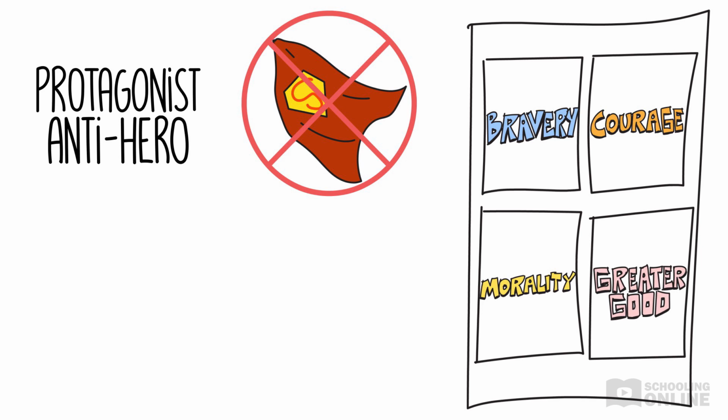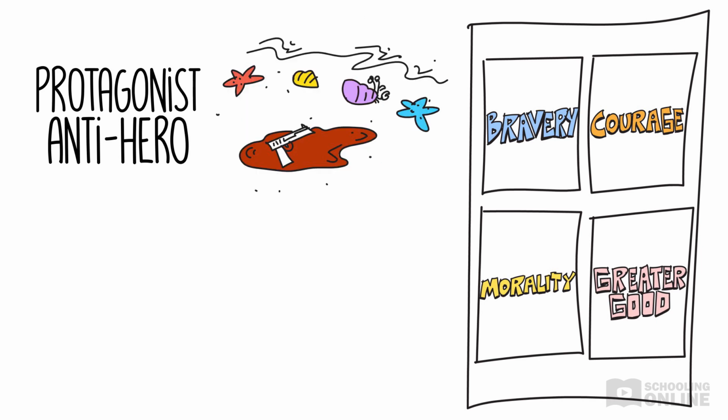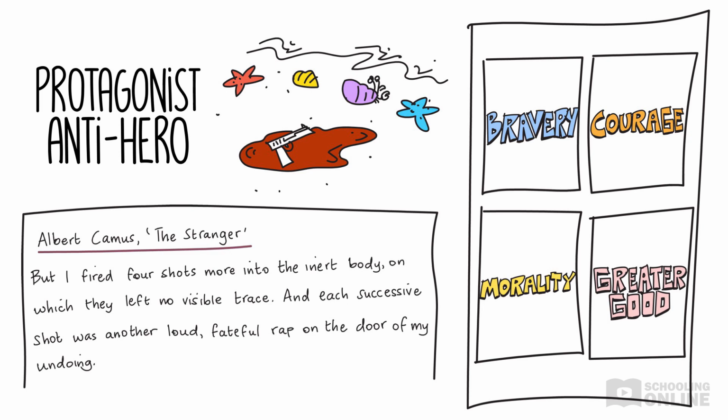We can jump to Albert Camus' novel, The Stranger, to illustrate this. The protagonist, Meursault, has just shot a man on the beach. Look what he does next.